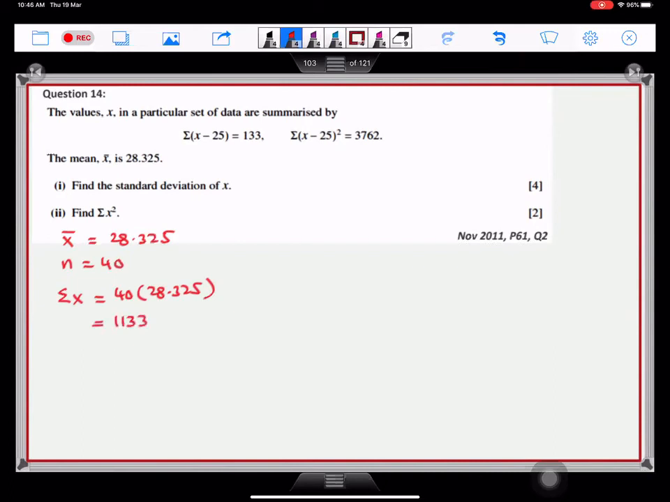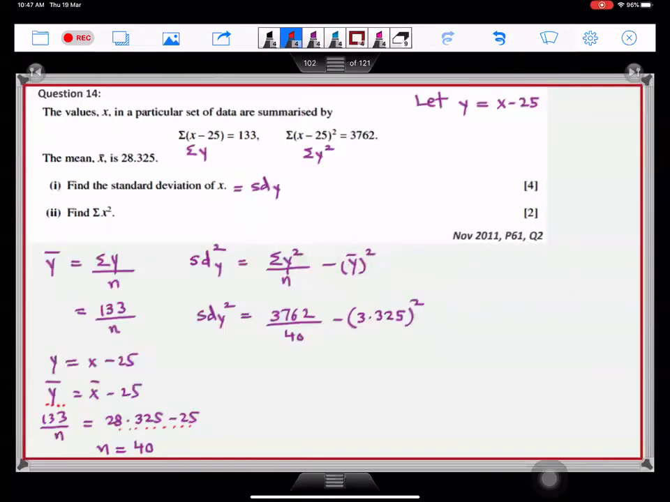And standard deviation, I need to get the value. Variance is 3762 divided by 40. That comes out to be 94.05. That is exact. No rounding off. And then 3.325 square, 3.325 into 3.325. That comes out to be 11.055. Minus 94.05, that comes out to be 82.99. So SD for variable y, for variable x doesn't make a difference, is the square root of 82.99.